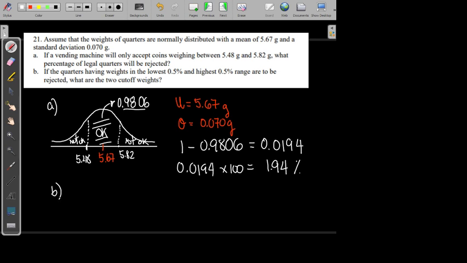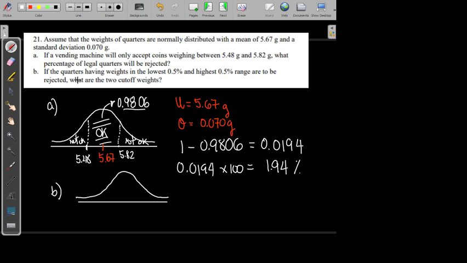So let's go to B. If the quarters having weight in the lowest 0.5% and the highest 0.5% range are to be rejected, what are the two cutoff weights? So it's important to have the right picture for this problem.